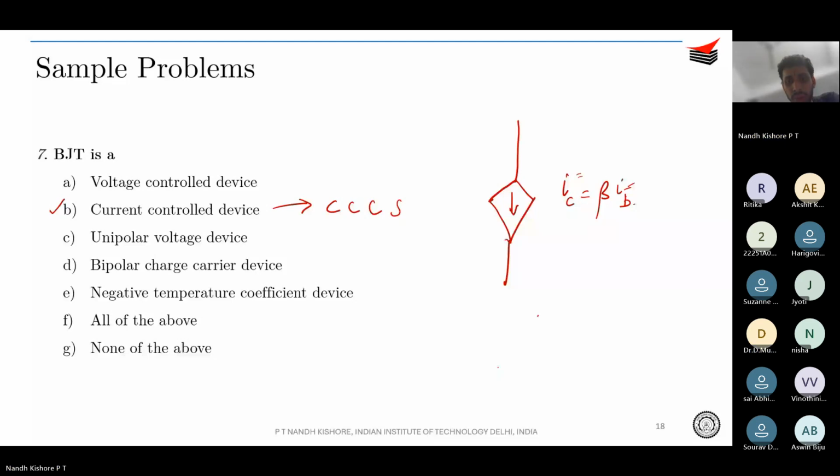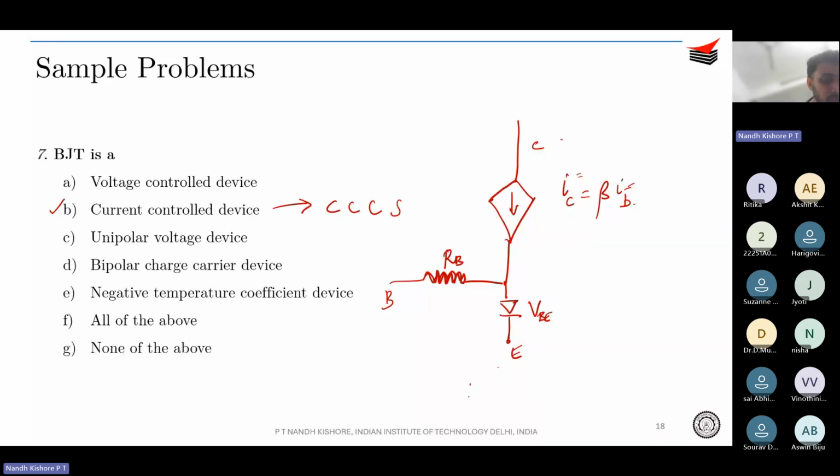Okay. So you have your RB over here, and then of course you have a small diode VBE. So you have your emitter terminal, base over here, and collector side over here. Okay. So it's a current control current source.